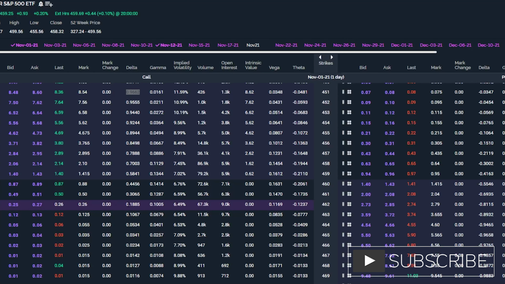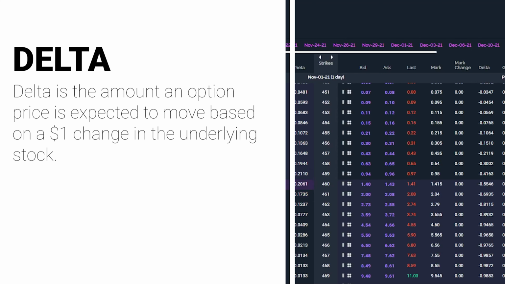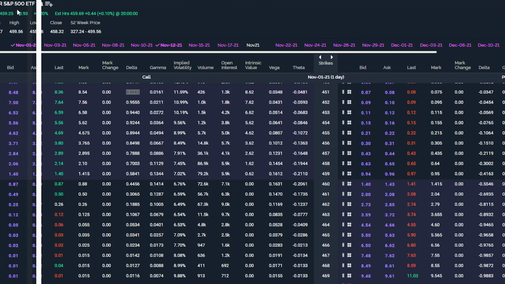But the delta, summarized, is the amount that your premium changes given a $1 move in the underlying. In this case, the underlying is SPY. That's what we're trading. So if SPY were to increase $1, this premium, 0.87, that's what you pay for it, will increase by the amount of the delta, 0.4456.